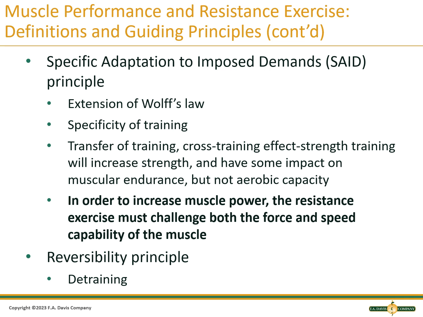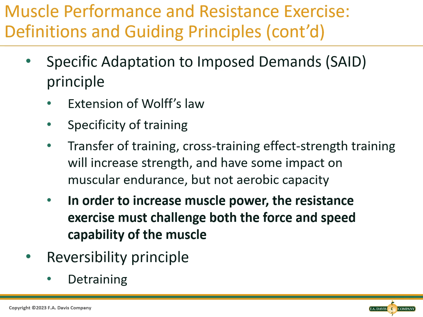There's a transfer of training, and a cross-training effect in strength training will increase strength and have some impact on muscular endurance, but not aerobic capacity. So we get a limited effect of strength training on endurance, but it doesn't necessarily affect aerobic capacity. If we want to see an improvement to aerobic capacity, such as a goal of being able to run further or faster, we would have to target aerobic training specifically.